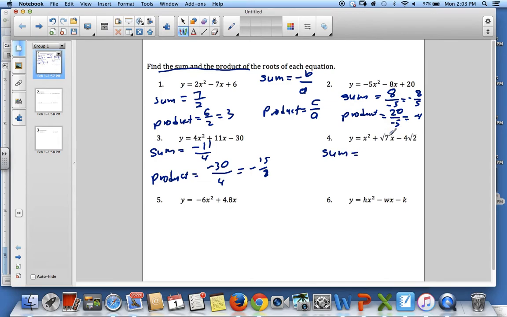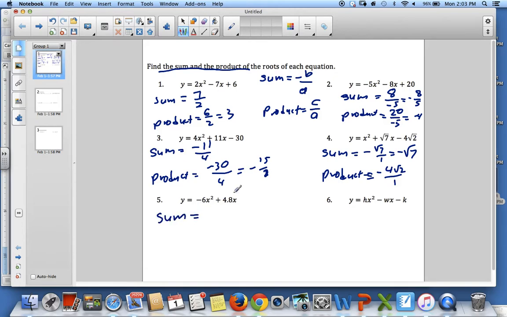This one gets a little trickier. The sum is going to be negative b over a. B is square root of 7, a is 1. So it's going to be negative square root of 7 over 1, or just negative square root of 7. And then the product is going to be c over a, which is negative 4 square root of 2 over 1, or just negative 4 square root of 2.